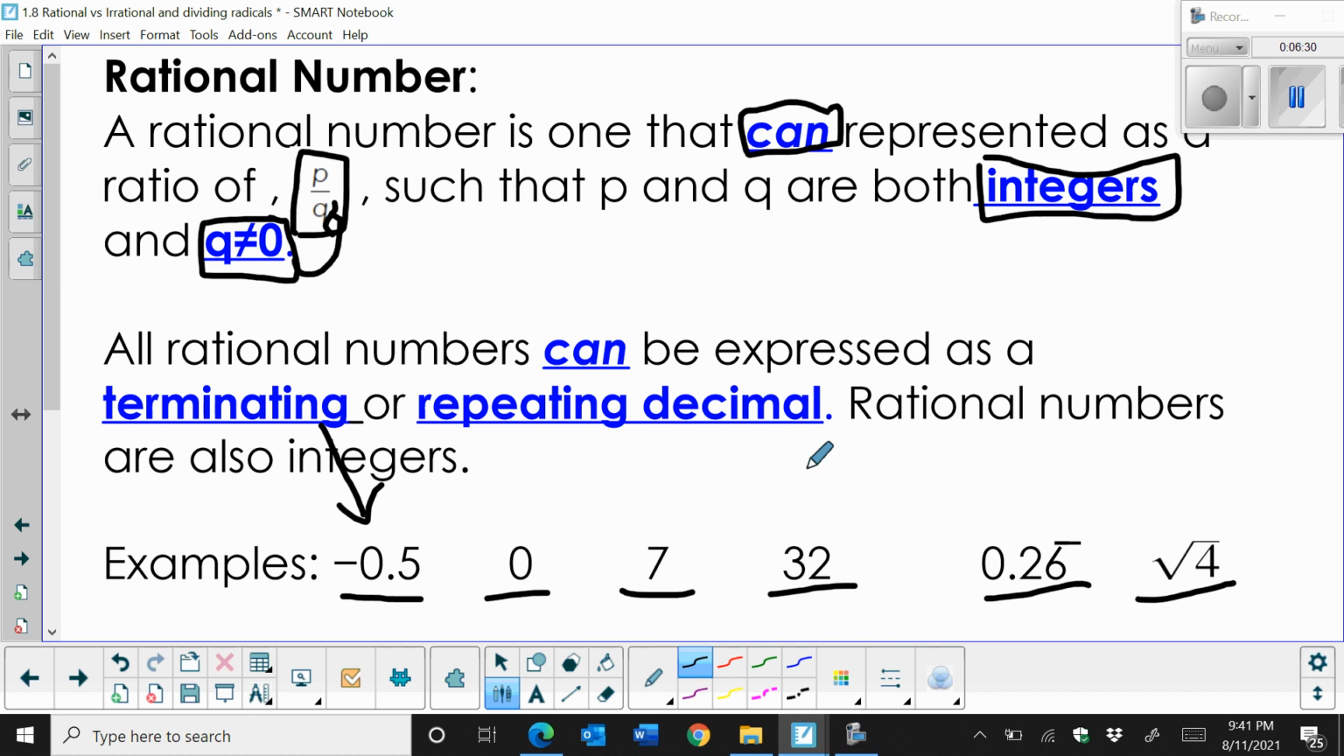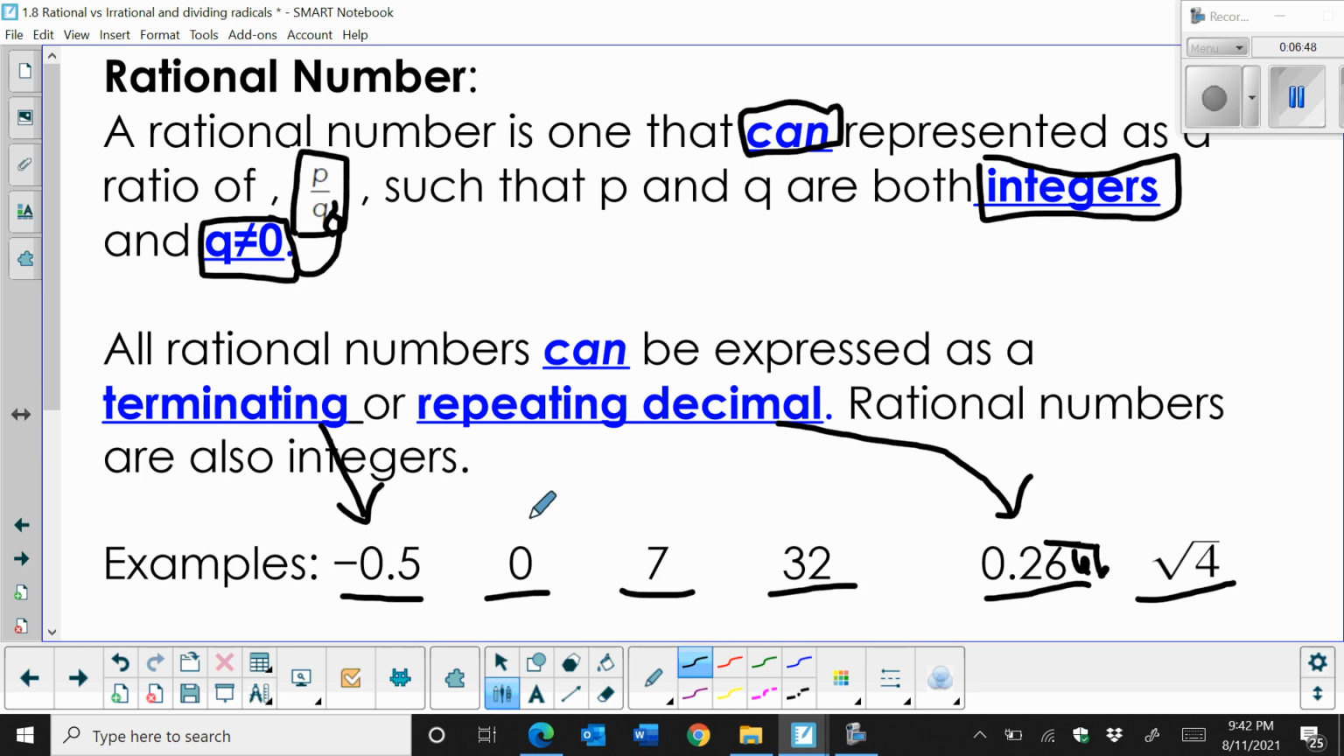Okay, it can also be a repeating decimal, like this one, 0.26 with a repeating sign. So that means it's 6, 6, 6, 6, 6, 6, right? It would keep going. So as long as it has a repeating decimal.